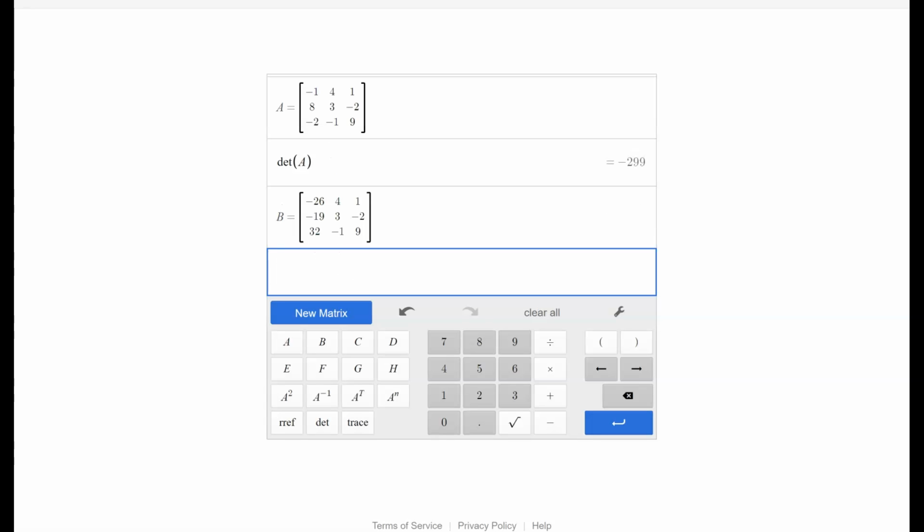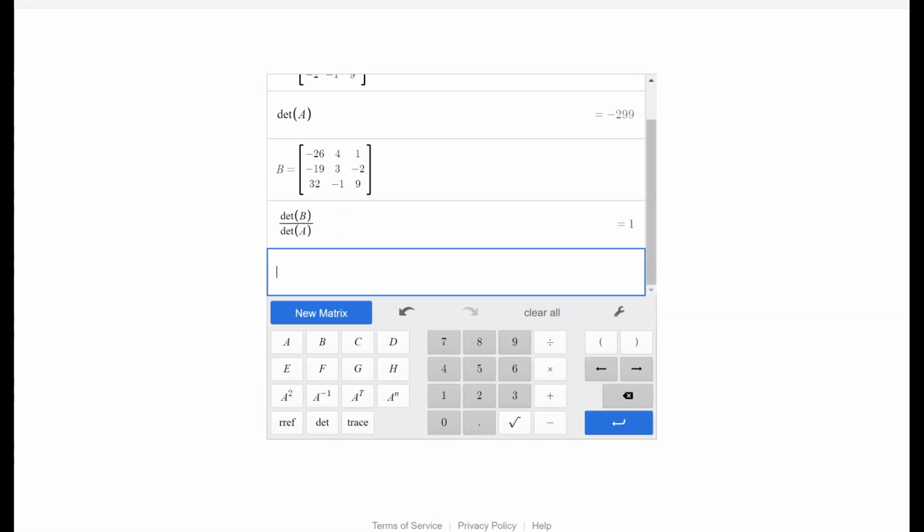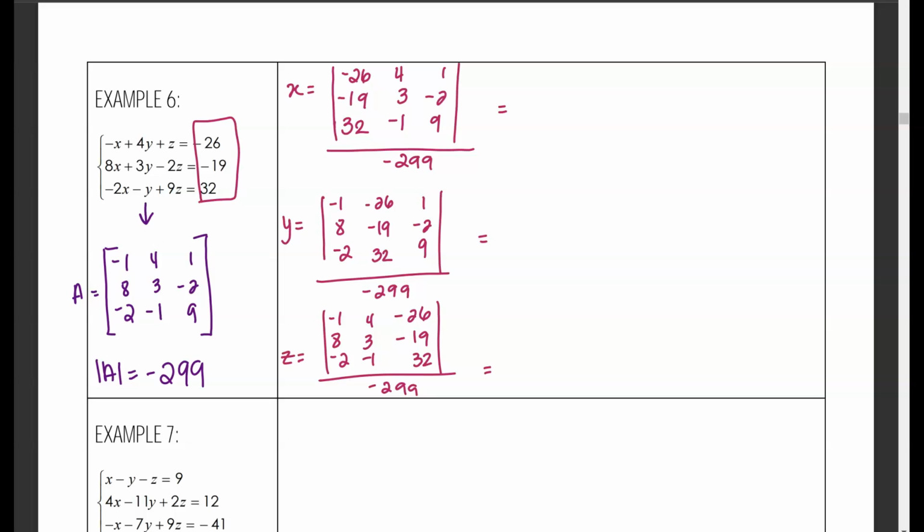I hit enter. So now I'm going to take the determinant of B, which is negative 299, and I'm going to go ahead and divide that by, and actually just write it off as the determinant of A. And so we in fact do get 1 because they're both equal to negative 299.